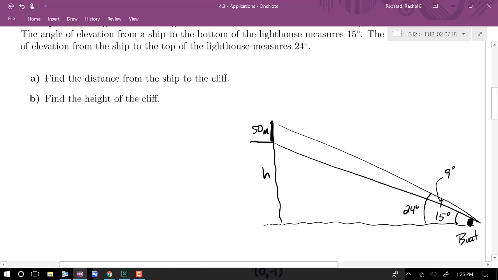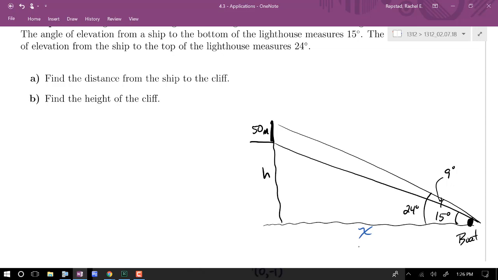So we want to know two things. In part B, we want the height of the cliff, so I've already labeled that h. The other thing we want is the distance from the ship to the cliff, so I'll call that x along the bottom. We want to find x. So we have two right triangles here, neither one of them with enough information to actually use SOHCAHTOA or Pythagoras on, though. The only side measurement we have is a side of a triangle that is not a right triangle.